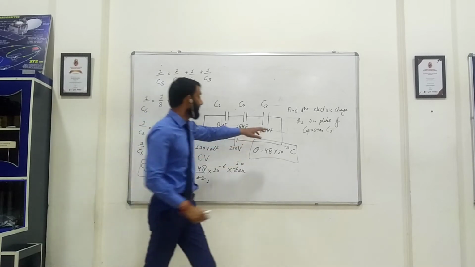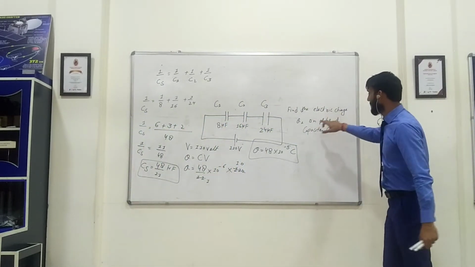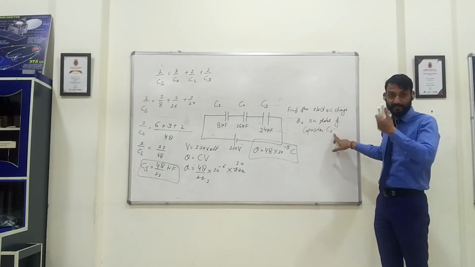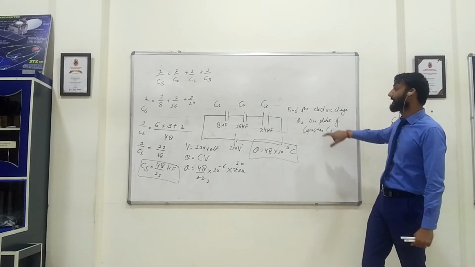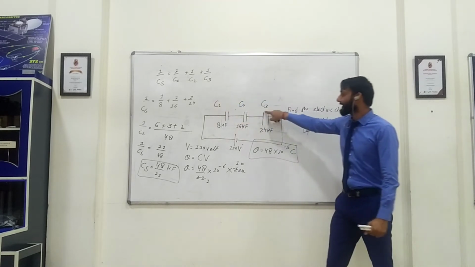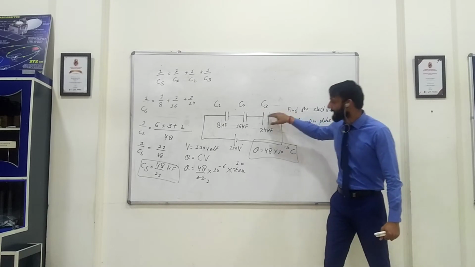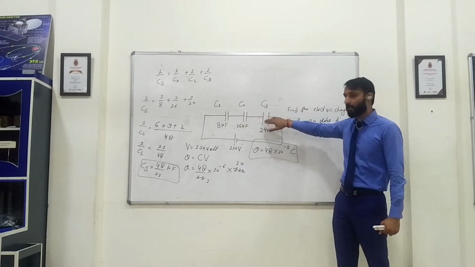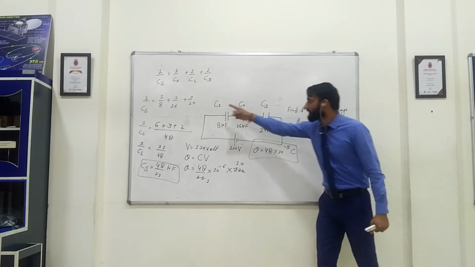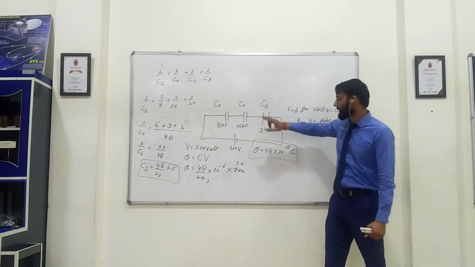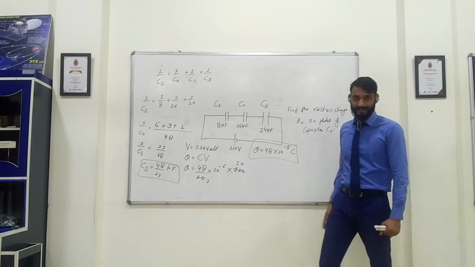So we have to find the electric charge Q1 on plates of capacitor C1. But we all know that since these three capacitors are connected in series, the same charge is passing through all of them. So therefore this charge will pass through C1, this charge will pass through C2, this charge will pass through C3, right?